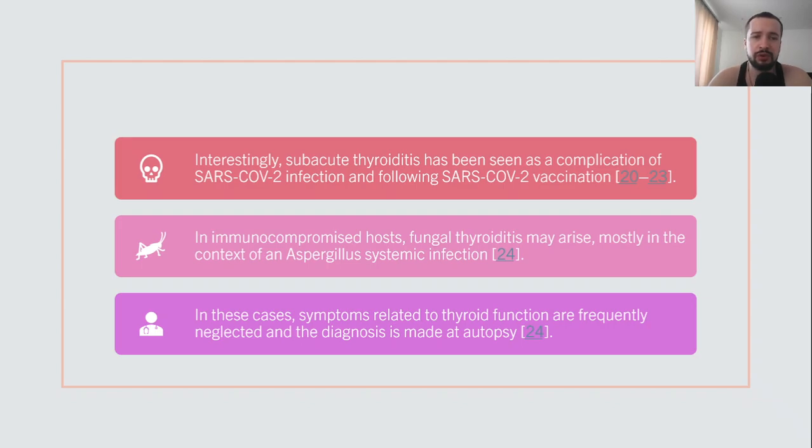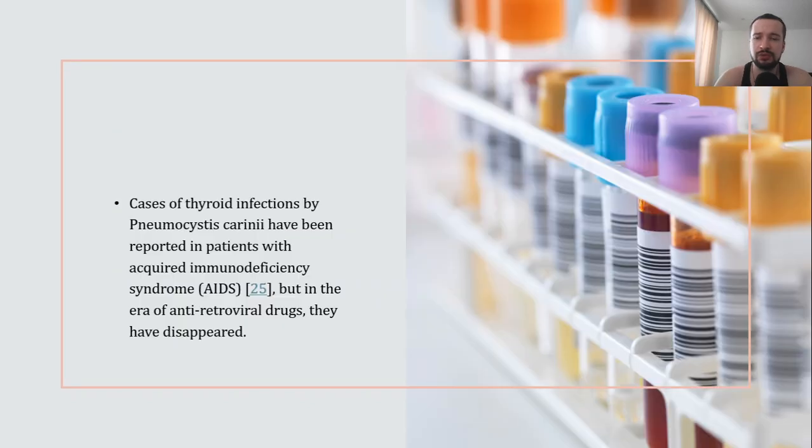In immunocompromised hosts, fungal thyroiditis may arise mostly in the context of an Aspergillus systemic infection. In these cases, symptoms related to thyroid function are frequently neglected, and the diagnosis is made at autopsy. Cases of thyroid infections by Pneumocystis carinii have been reported in patients with acquired immunodeficiency syndrome, but in the era of antiretroviral drugs, they have disappeared.